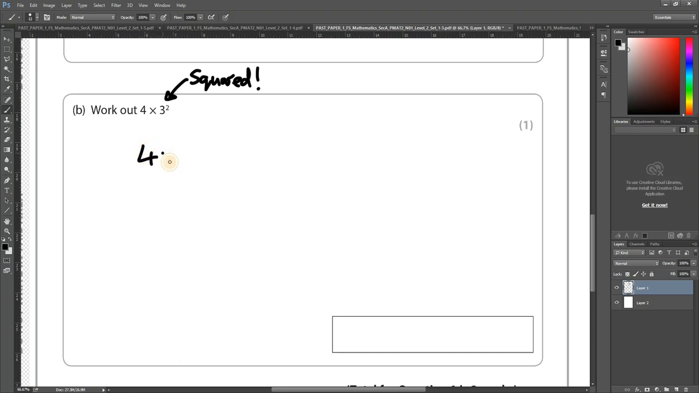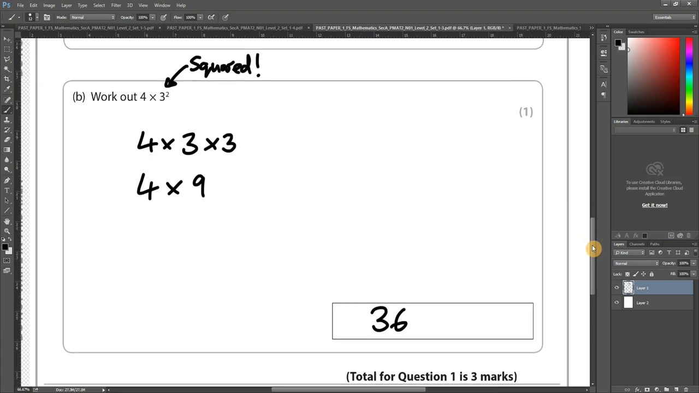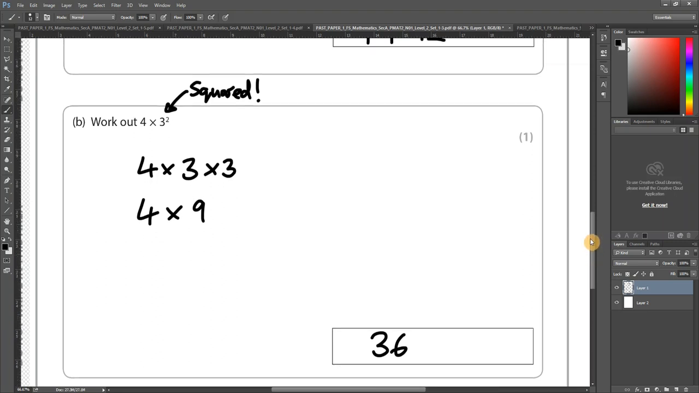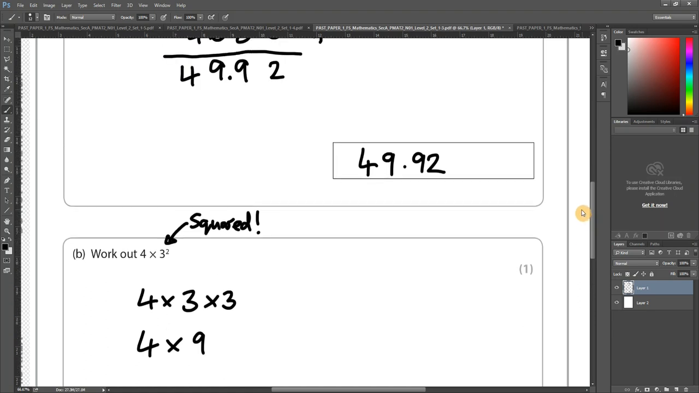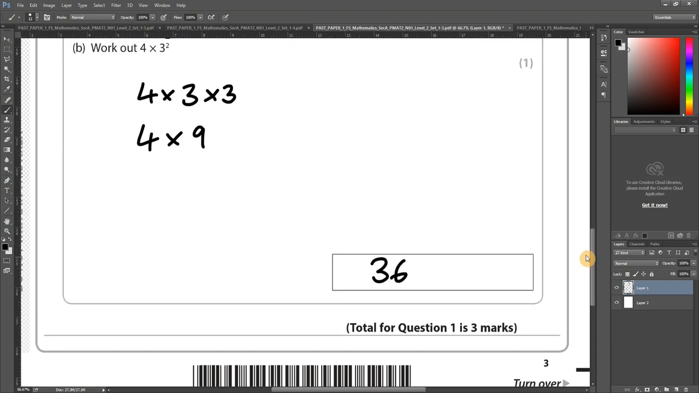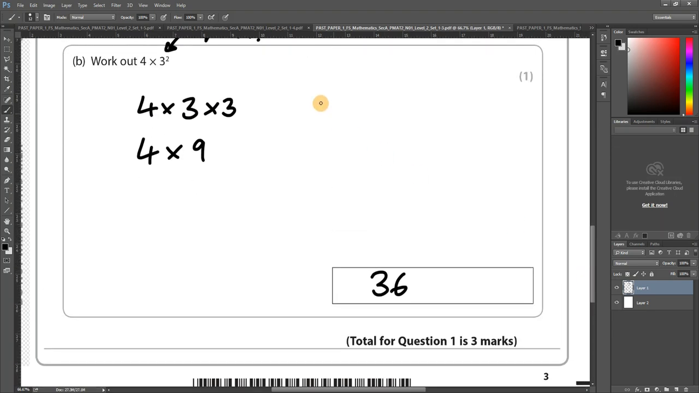So it's 4 times 3 times 3. And obviously 3 times 3 gives you 9. So it's 4 times 9. And there's only one thing left to do. 4 times 9 gives you 36, for 1 mark. If you get any other answer apart from 36, it would be wrong. So that's question 1 done, 3 marks in total. Let's move on to question 2.